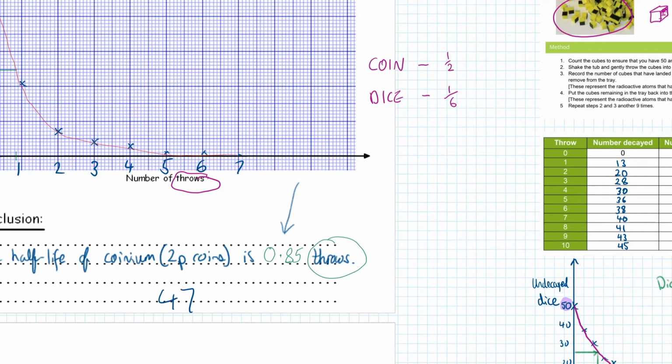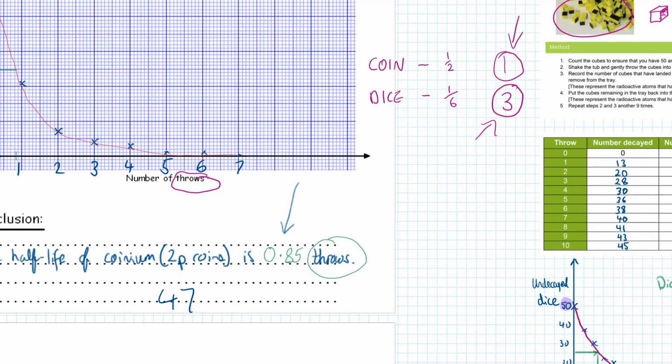So the half-life of coins would be 1 throw if we did lots of repeat readings, and the half-life of dice would be 3 throws. If we were doing these experiments in school as normal, we would pool together the results of all the different groups, and we would get much closer to this 1 and 3 half-life.